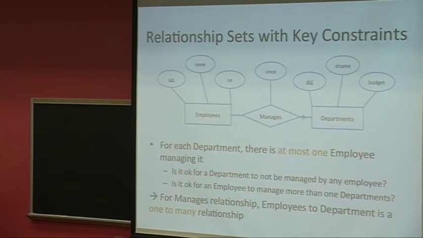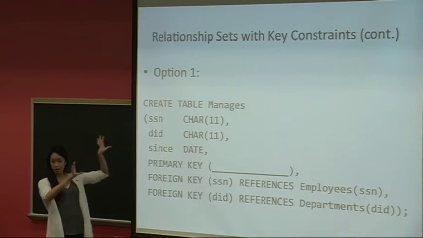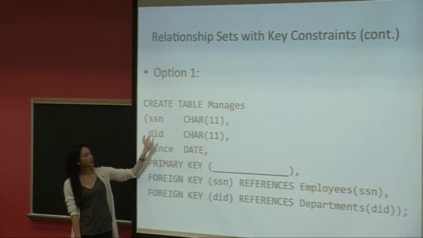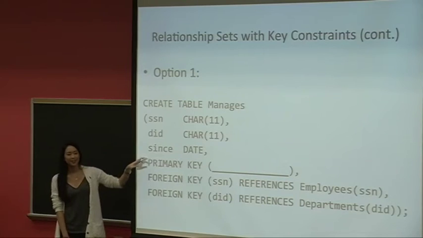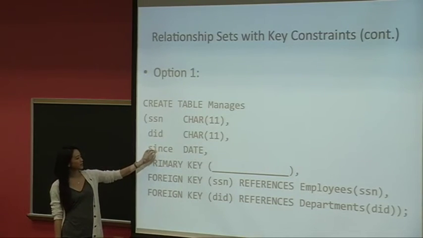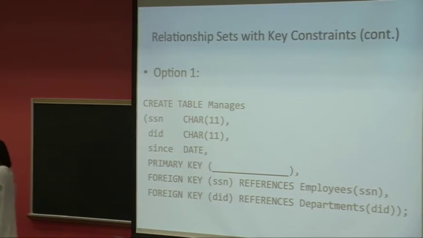So we have two options for creating this relationship set. The first one is like this. You just simply put both the primary keys from both sides, the SSN and the DID. On the manager's relationship set. So what should the primary key be? What do you think?